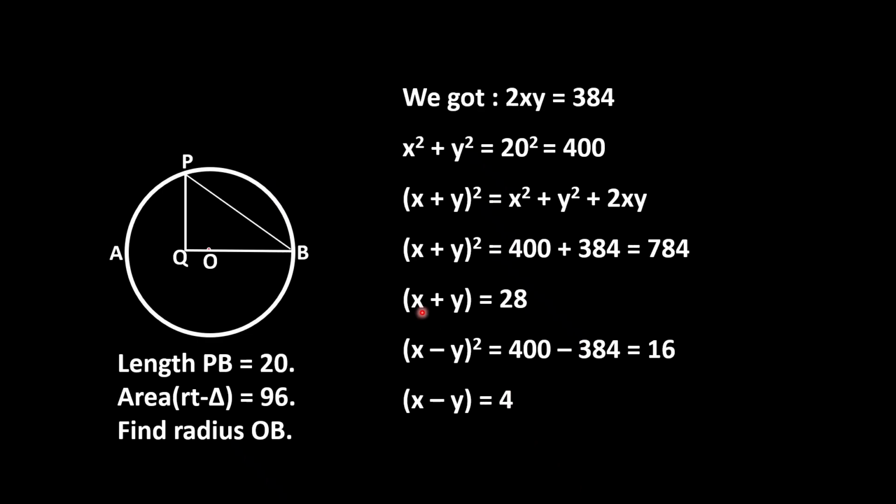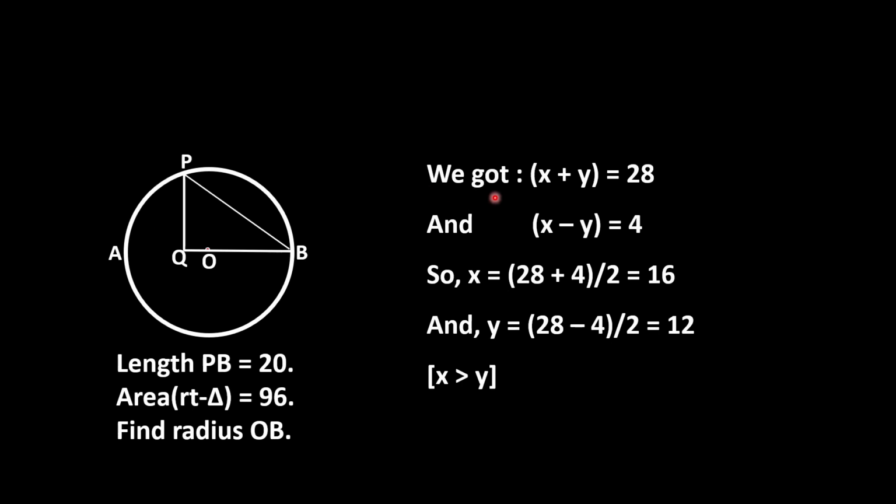So X plus Y is 28 and X minus Y is 4. From X square plus Y square equal to 400 and 2XY equal to 384, X square plus Y square plus 2XY is X plus Y whole square, and X square plus Y square minus 2XY is X minus Y whole square. So we get X plus Y whole square 784, that is X plus Y 28, and X minus Y whole square 16, so X minus Y 4.